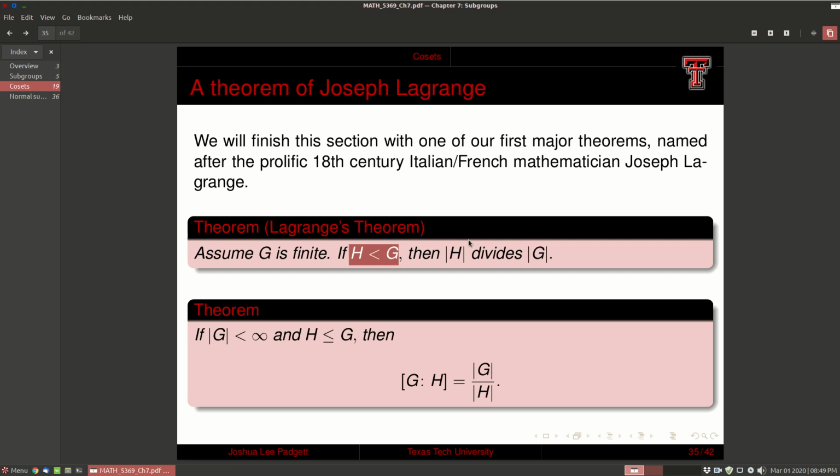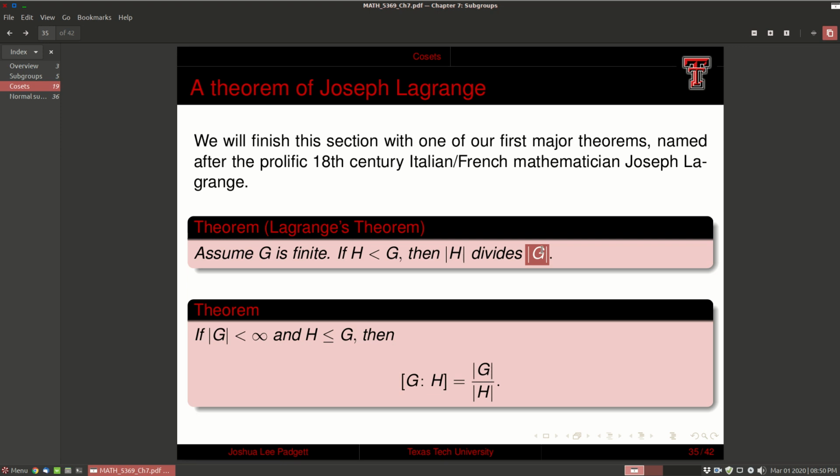Similarly, 6 does not divide 10. 7 does not divide 10. So rather than having to check all the possibilities for subgroups when I know that it has order 10, I know that the only possibilities are 1, 2, 5, and 10.